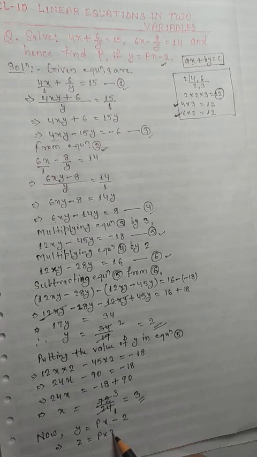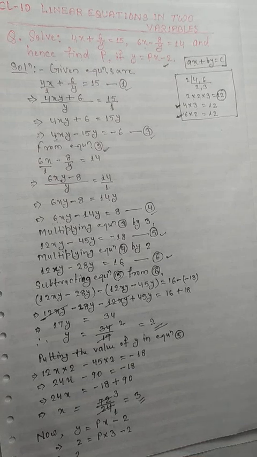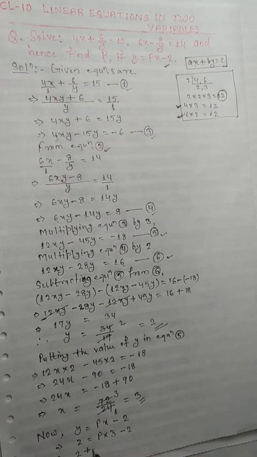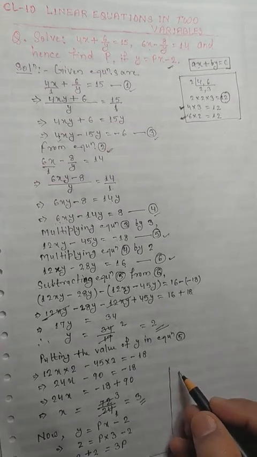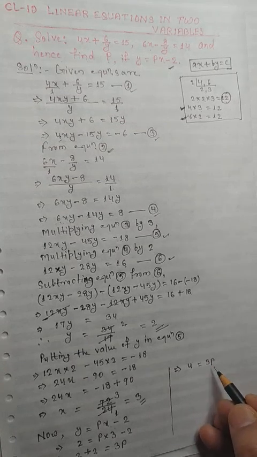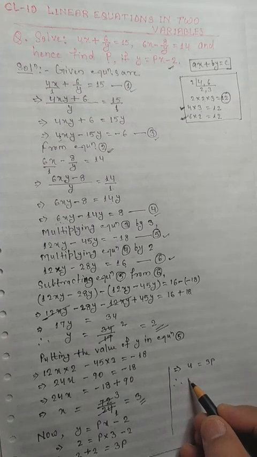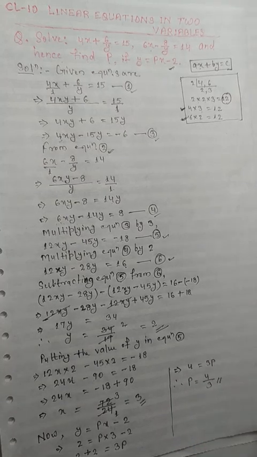X is 3 minus 2. So what will it be? 2 minus 2 will become plus 2, and here we will get 3p or p into 3. Let's see here. 2 plus 2, 4 is equal to 3p, and 3 is multiplied, therefore p will be 4 by 3. So this is the value of p. I hope this solution also you have learnt well.